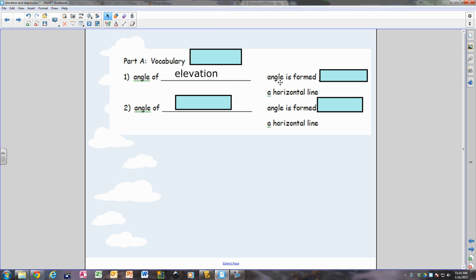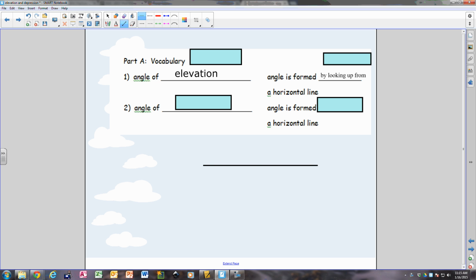So the first thing we're going to talk about is the angle of elevation. The angle of elevation is an angle that's formed by looking up from a horizontal line. So if you have a horizontal line, we'll just draw a horizontal line, and from here I want to go up. So you're going to look up from the horizontal line. This angle here would be your elevation because you're going up from the horizontal. So this is elevation.